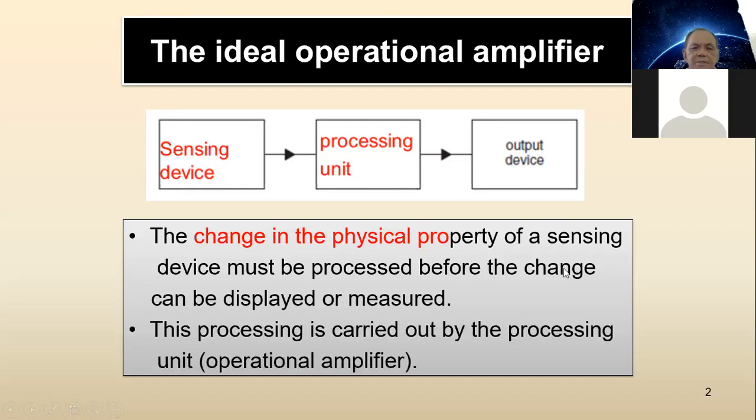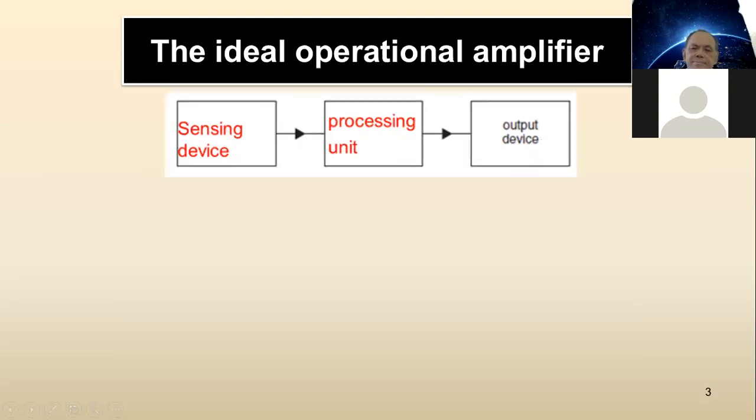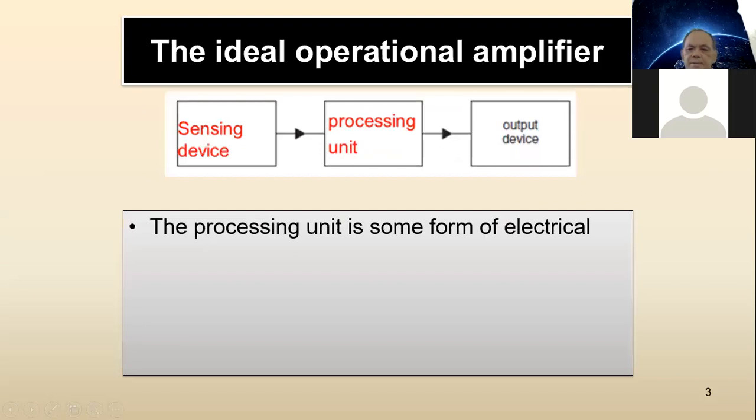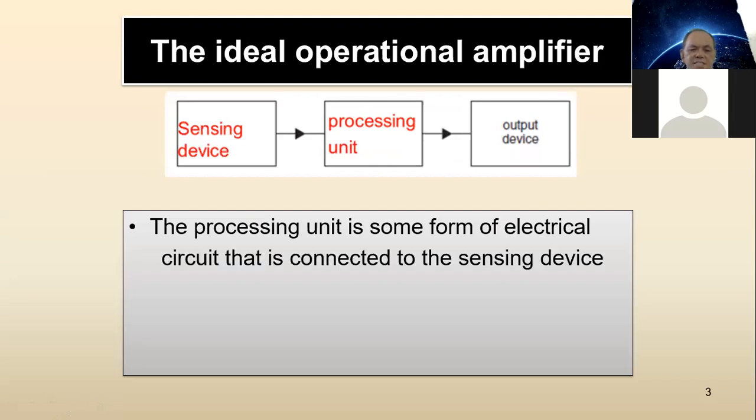So let us carry on this trip. We're going to the processing unit. Basically, the processing unit is just some form of electrical circuit that is connected to the sensing device and also the output device. The sensing device provides a voltage variation to the processing unit. The processing unit processes it and gives a voltage variation, and then the output device will show what happened.